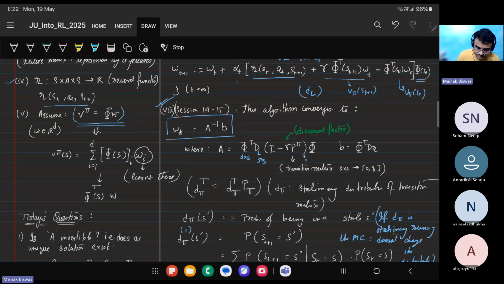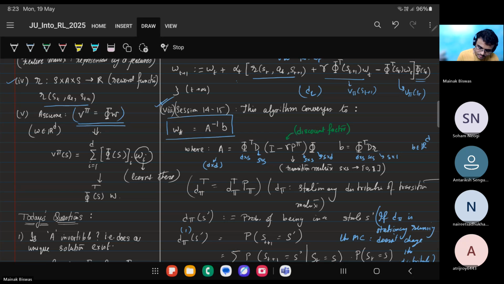This is again S cross S, and this is S cross D. So this is D cross D. Similarly, this is D cross S, S cross S, S cross 1. So this is B, again R D. So what is R over here?